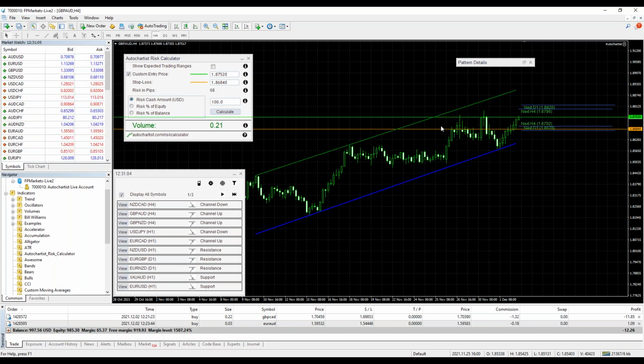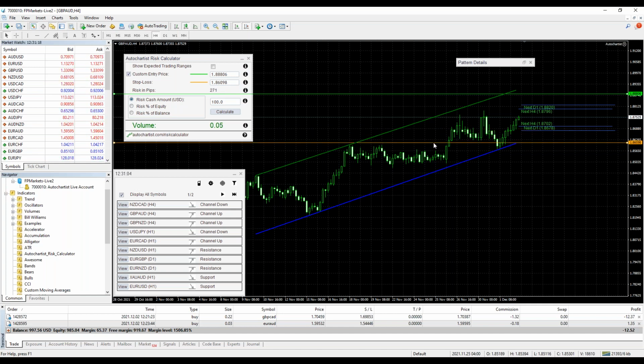Okay, so first to look at the sell limit opportunity. So let's just say if the price hits that level, which is close to the resistance line, we feel that the price has gone up a lot and it's going to go down. So what we would do is we would set our stop loss above the entry price.